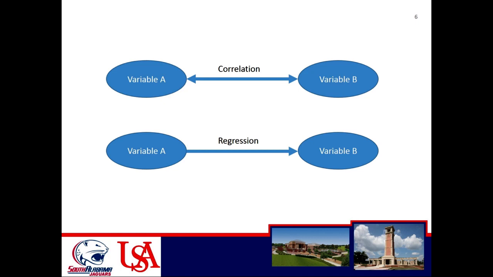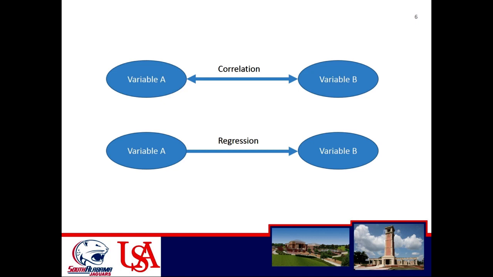So as you can see on the top there, that's a representation of correlation. With correlation, you can think of two variables, variable A and B, and you can think of correlation as a double-headed arrow. You're just looking at the general association between the two variables, and that's it, nothing more. However, the depiction on the bottom is a depiction of regression. You can think of regression as having two variables and a single-headed arrow.